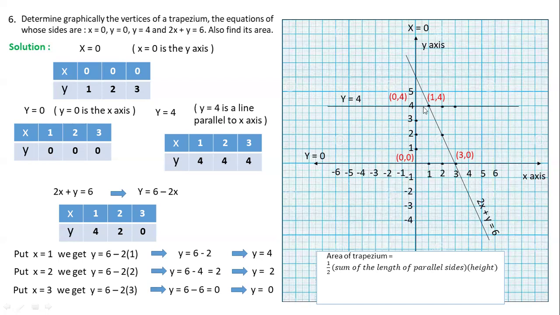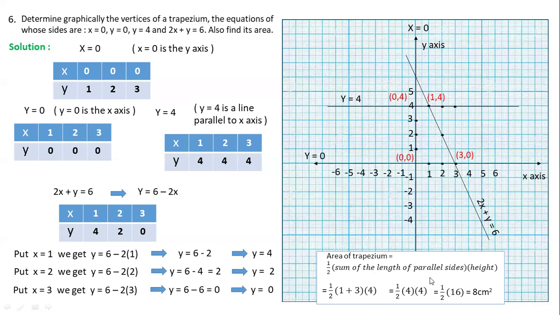You see here, this is 1 centimeter and this is 3 centimeter. So it is 1 plus 3. And what is the height? Height is this perpendicular distance. That is 1, 2, 3, 4 centimeter. So half into 1 plus 3 into 4. 1 by 2 into 4 into 4, 16 by 2 is 8 centimeters square. So the area of the trapezium is 8 centimeters square.